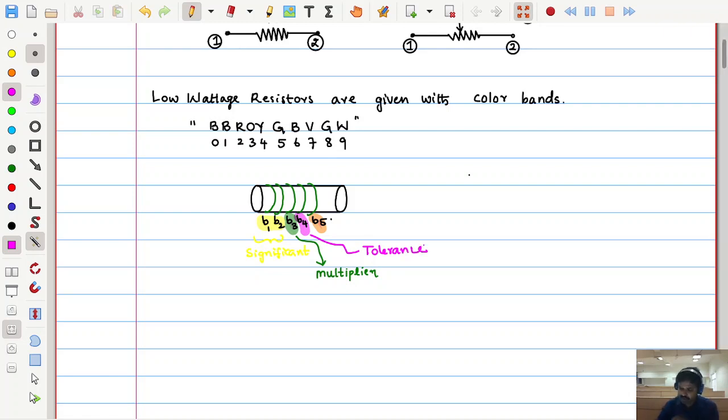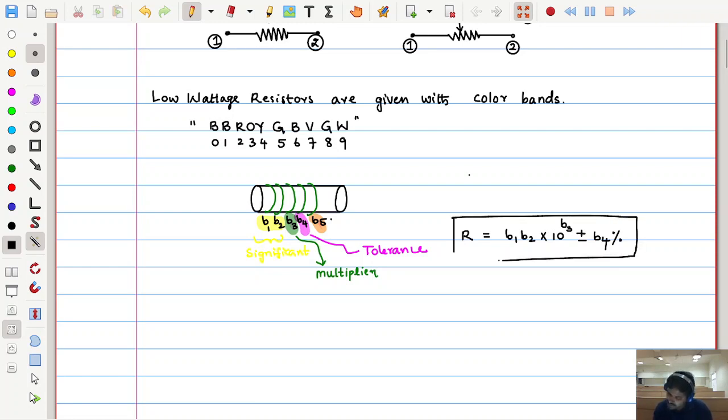Now based on these color bands, we can write the resistor value as R equals B1 B2 times 10 power B3, plus or minus B4 percent. So these things you try to work out, to get the color coded resistance value.